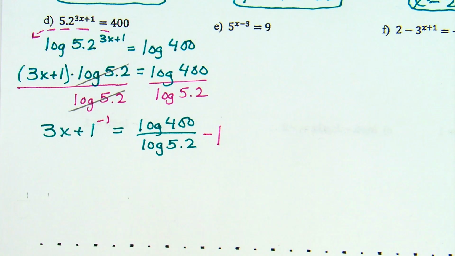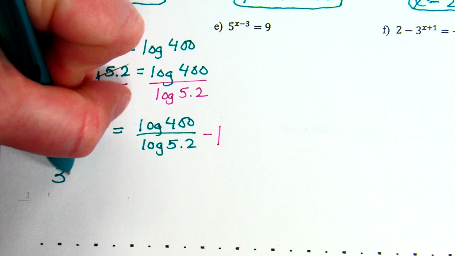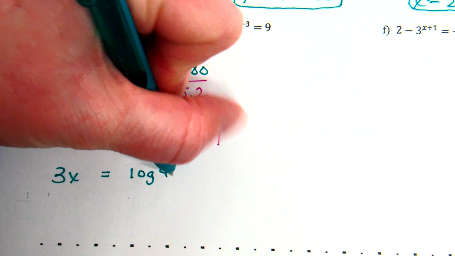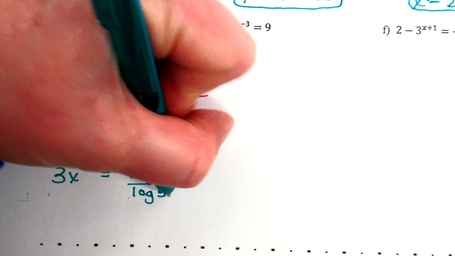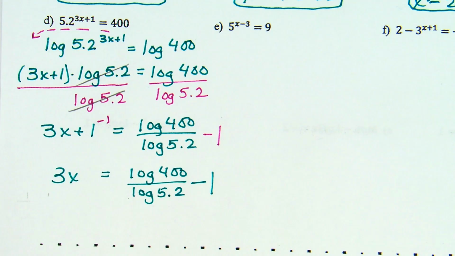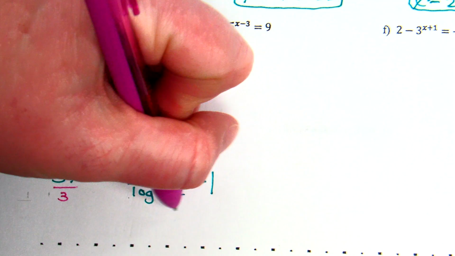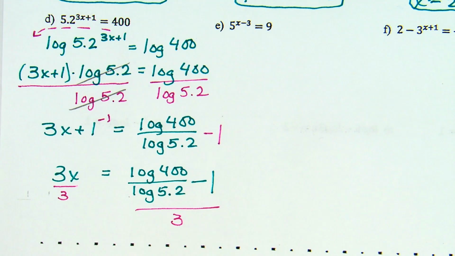Again, we're going to enter this on the calculator. If you already have a decimal in your calculator, you're going to use that decimal and hit minus 1. That leaves me with the equation 3x equals log of 400 divided by log of 5.2 minus 1. What's my last step to solving for x? Divide by 3. If I divide the left by 3, we divide the right by 3. It looks ugly, but you get to use your calculator. You have to use your calculator. How's that? You have to.